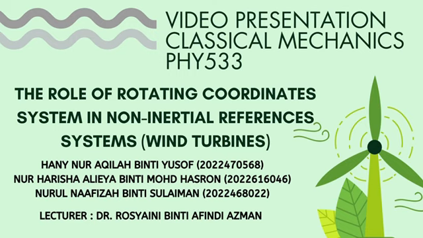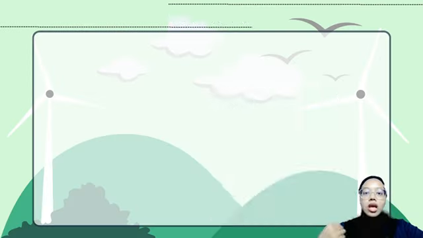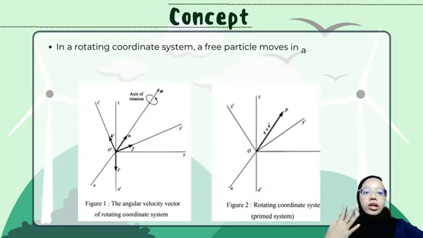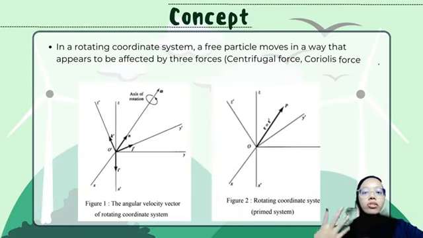We decided to choose our title from chapter 4 in the textbook, which is Rotating Coordinate System in Non-Inertial Reference System, and we choose to explain how the wind turbine makes a rotation in a coordinate system. In my part, I will explain the concept of rotation and the application of laws.